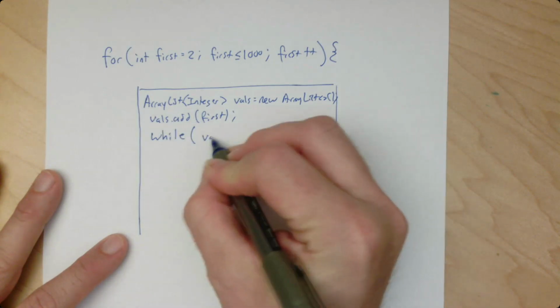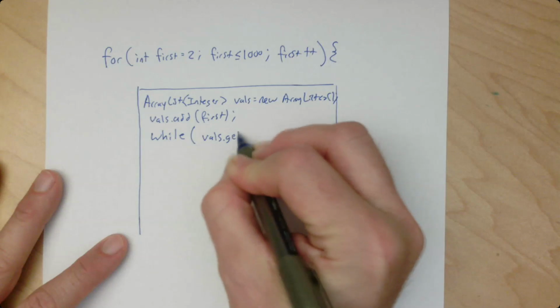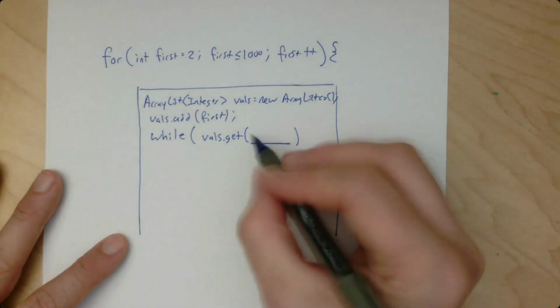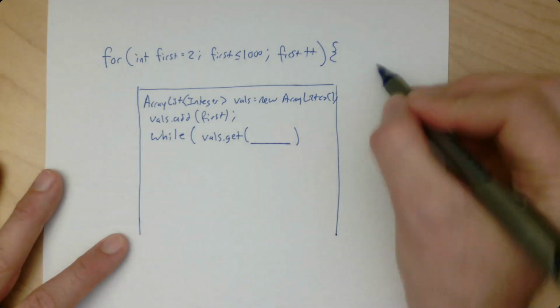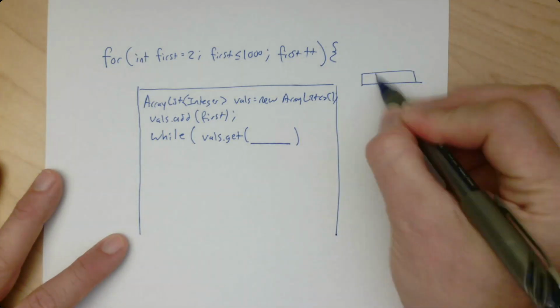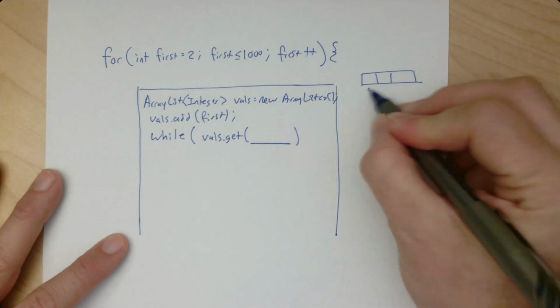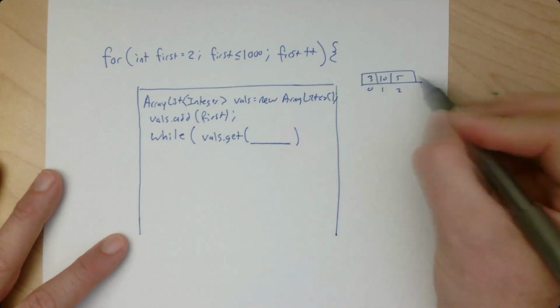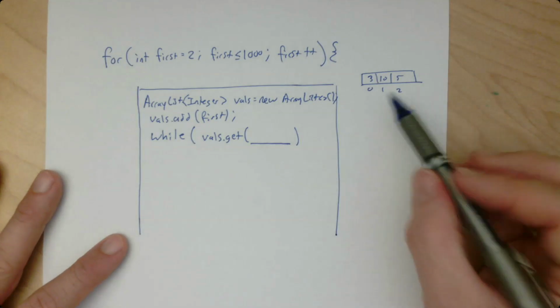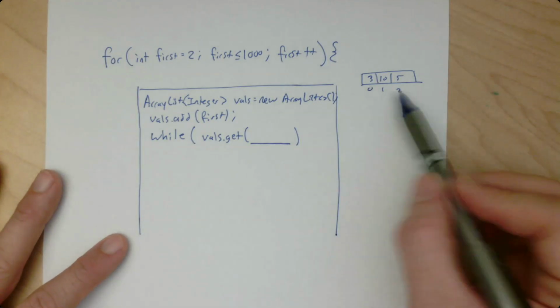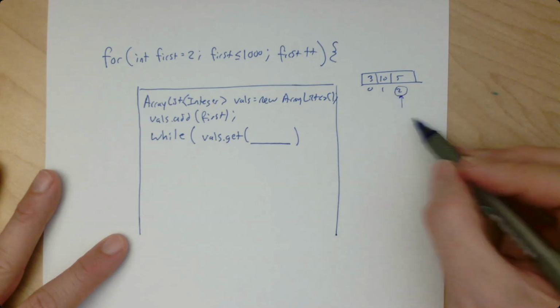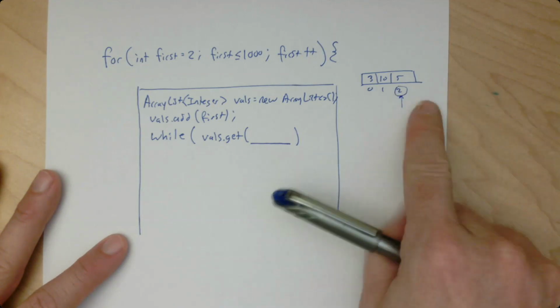So I'm going to say vals.get. And now I need a way of saying what's the last thing in the vals list. Let me draw a little picture over here. So let's pretend I've gone through a couple of iterations here, and my vals list contains like 3, 10, 5. If I say vals.size, that's 3. But the location of the last thing is vals.size minus 1.